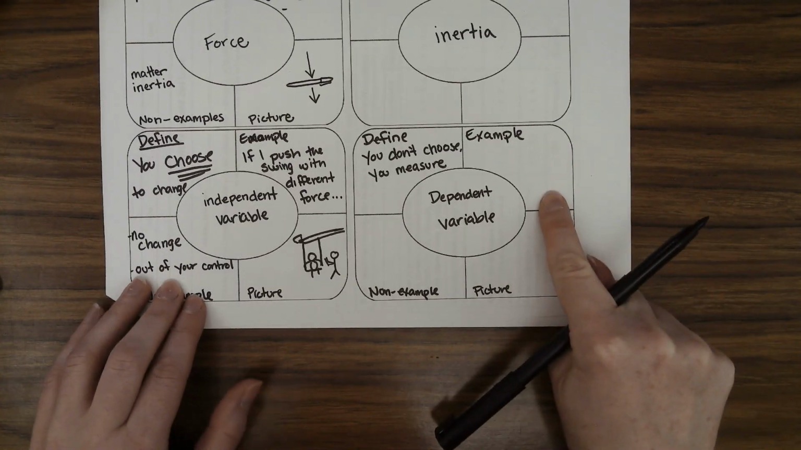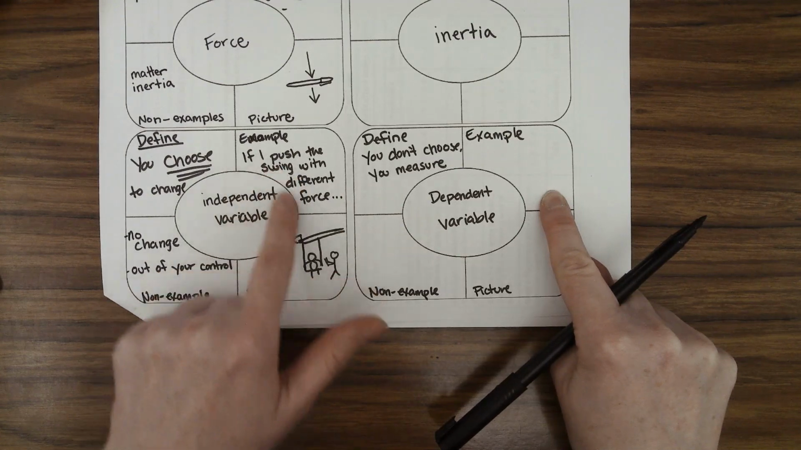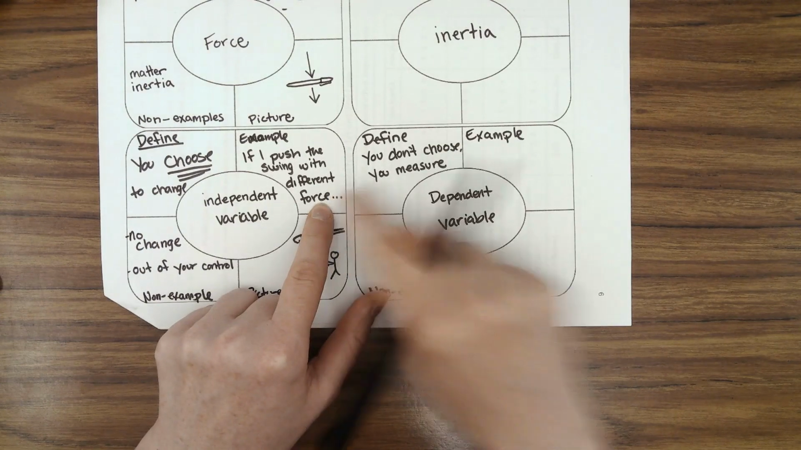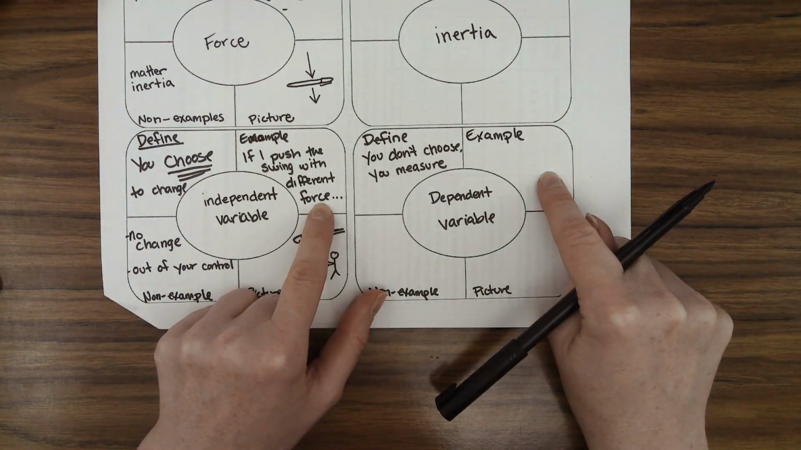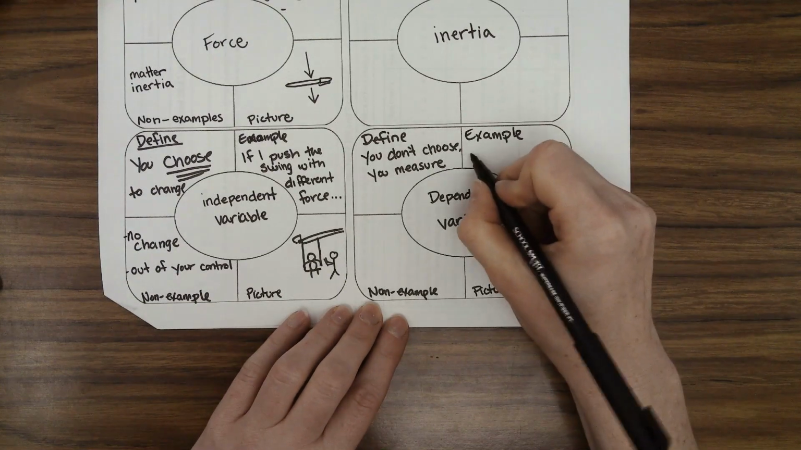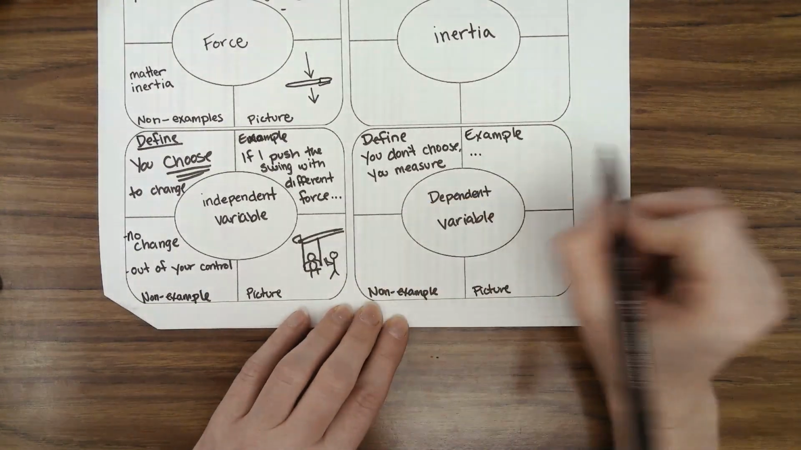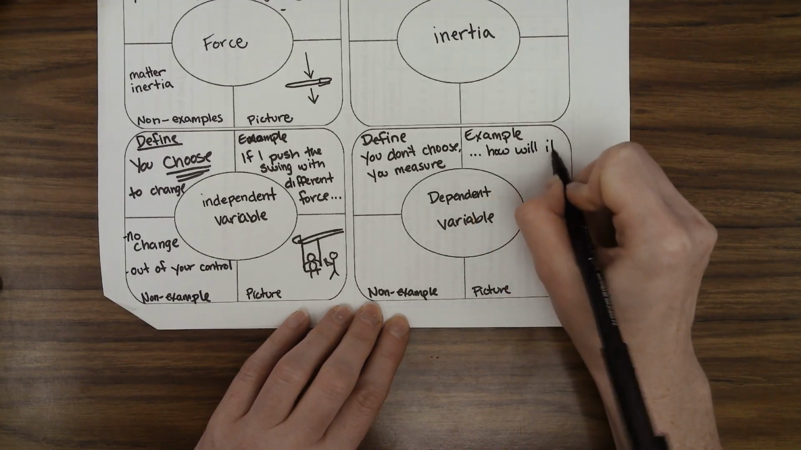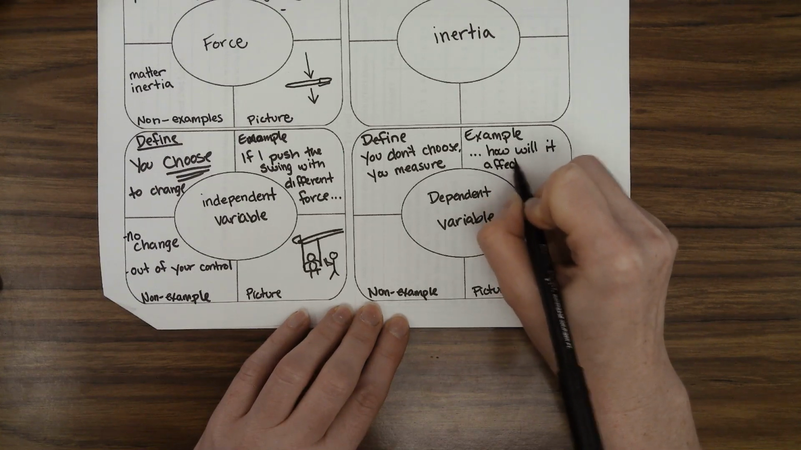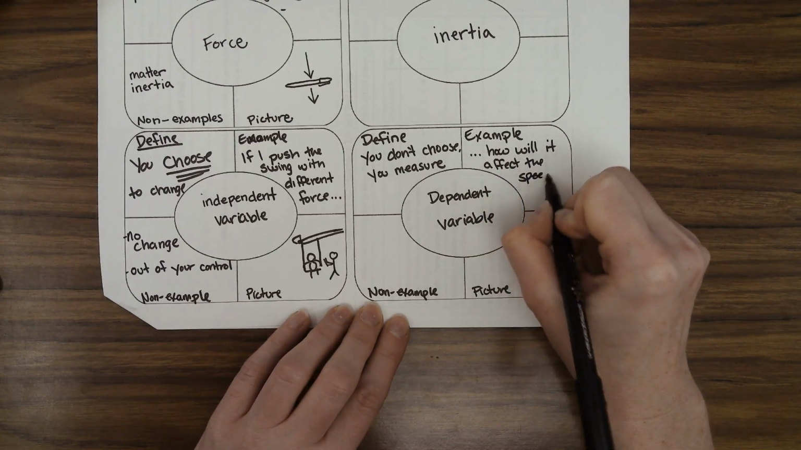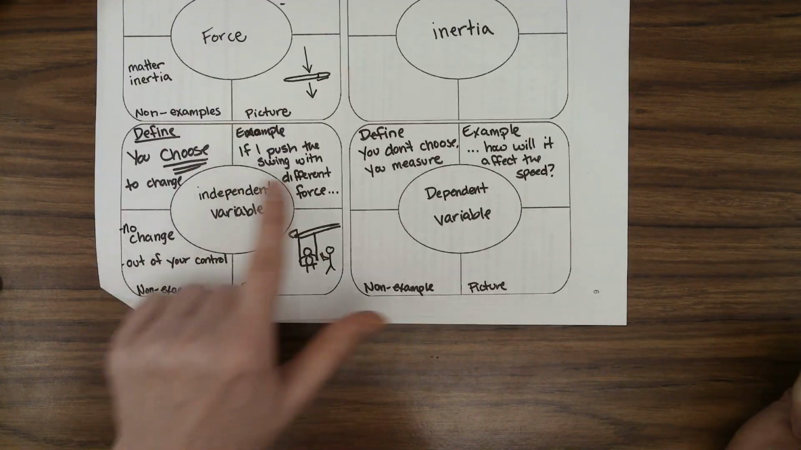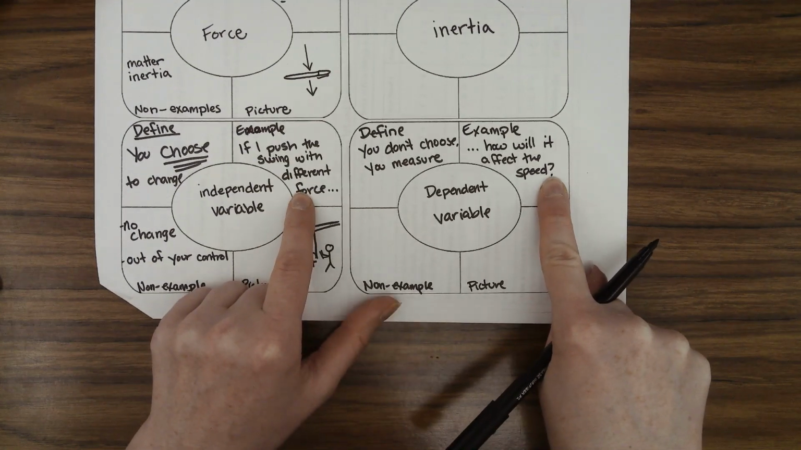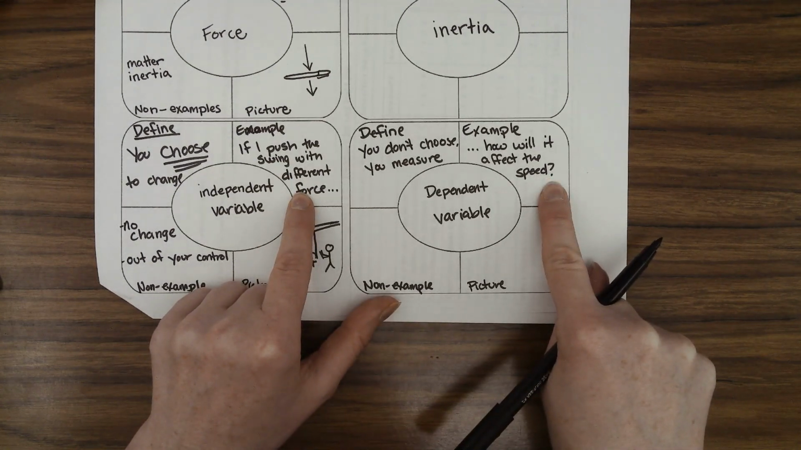We're going to add an example here. If we started with this independent variable, if I push the swing with different force, let's say our independent variable is pushing with different force, what could be an example of a dependent variable? What might that affect? It might affect this. Will it change the speed? So how will it affect the speed? Okay, so together that makes our testable question. Independent variable: if I push the swing with different force. Dependent variable: how will that affect the speed?